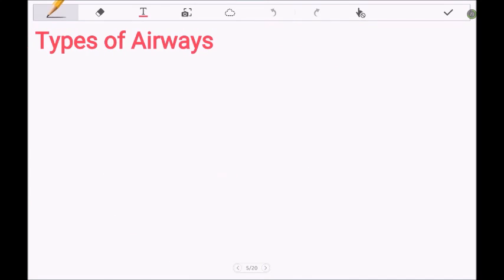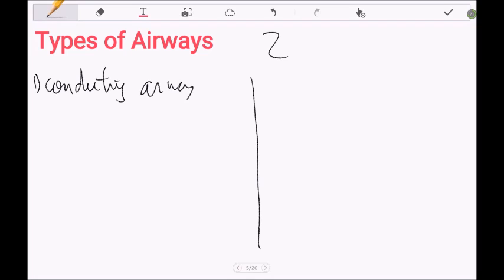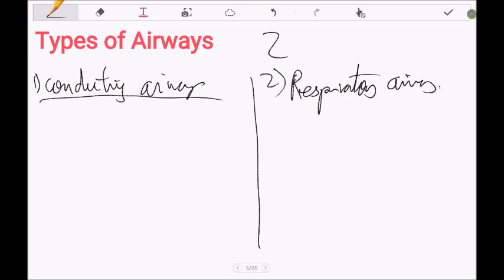Now next, we're going to talk about the types of respiratory airways, and there are two types. I'm going to divide them in the middle here. One type of respiratory airways are the conducting airways. I wish I could write as fast as I can talk, but just bear with me. And the second type are the respiratory airways. So conducting airways and respiratory airways.